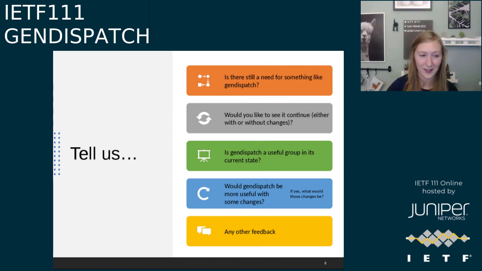And Jabber is chatty, but I don't think there's anything to relay. It's just ongoing discussion about making sure that these process questions are dispatched properly and that there's an opportunity for the group to discuss it. So that I think indicates that GenDispatch still has a useful function and that it's a good place for the community to discuss these process issues and new proposals and new work.